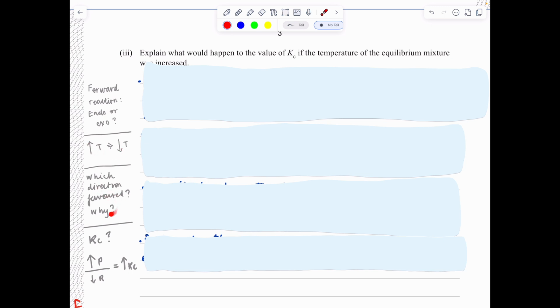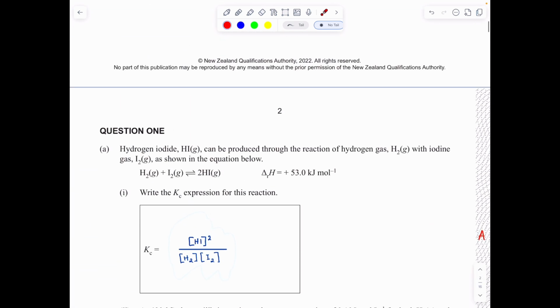So we know which direction is being favoured and why, but the question is also asking us what happens to the value of Kc. Well, Kc is a fraction, remember? Anytime you get a top-heavy fraction, that increases the value of what it's equal to. Anytime you get the bottom part bigger, that means a smaller value over here. So in this case, because it's a forward reaction being favoured to decrease the temperature back down, what's being produced more, the reactants or the products?